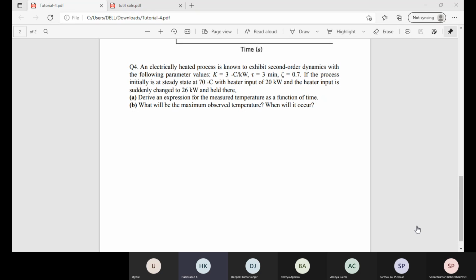So you are expected to give the expression which is already available for the second order. You have to plug in these variables and figure out, and just write the expression in the complete form. And also the B part you should be able to do. What is the maximum temperature? That is something you can write, considering the second order dynamics.